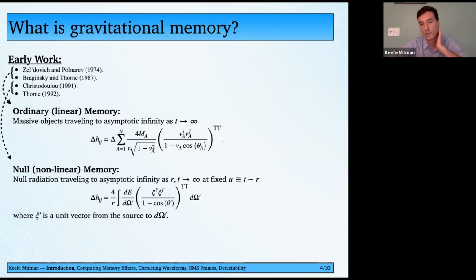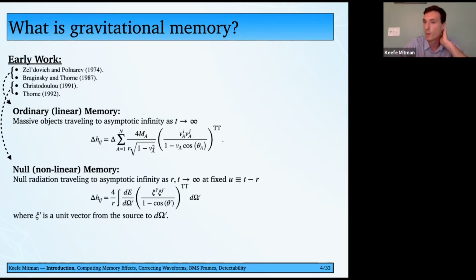And so while this was really, really interesting, and it helps us understand this pretty surprising effect, memory kind of died away for a few decades, and then was recently brought back to interest by some of the work of Andy and others who introduced this infrared triangle.